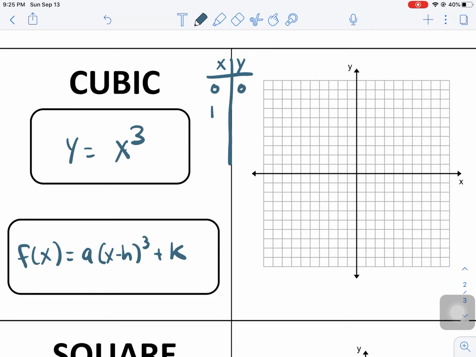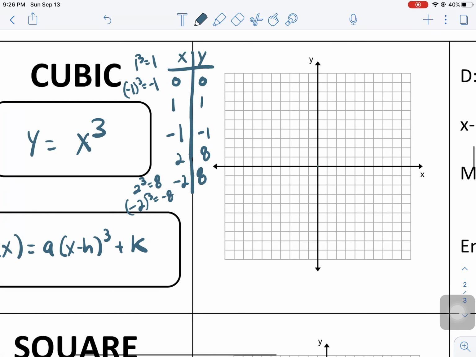Plug in 0, you get out 0. You plug in 1, you would get out 1, because 1 cubed is still 1. You plug in negative 1 cubed, you get out negative 1 this time. You plug in 2, you cube it, you get out 8. You plug in negative 2 and you cube that, you get out negative 8. So 2 gives us 8. Or wait, yeah, 2, yeah. Negative 2 gives us negative 8.